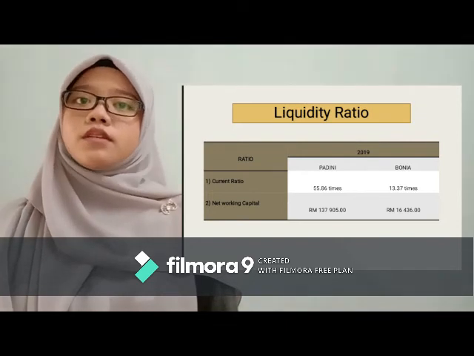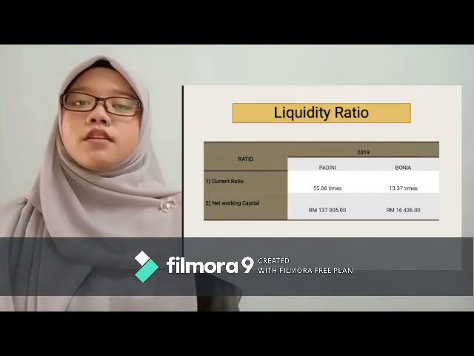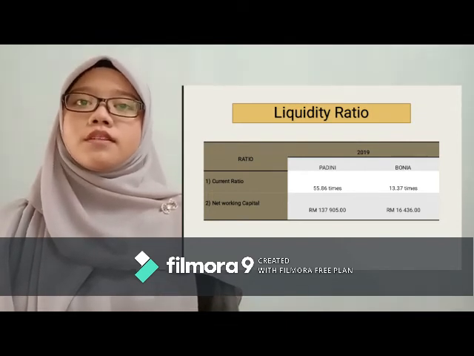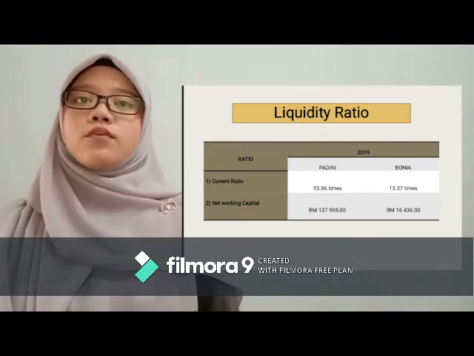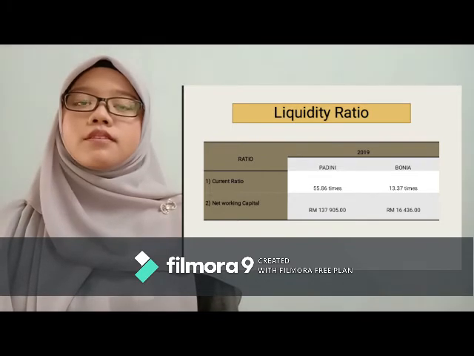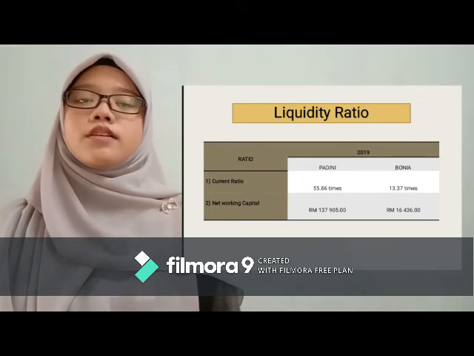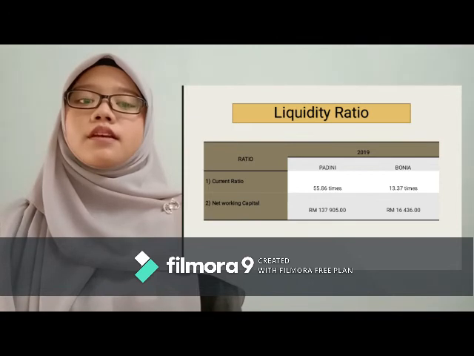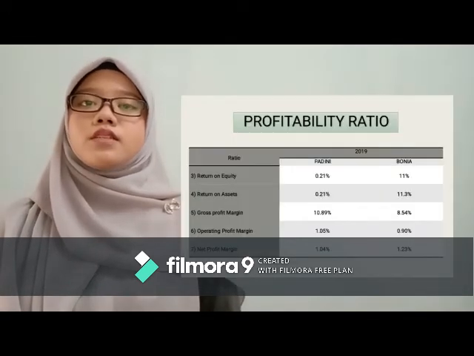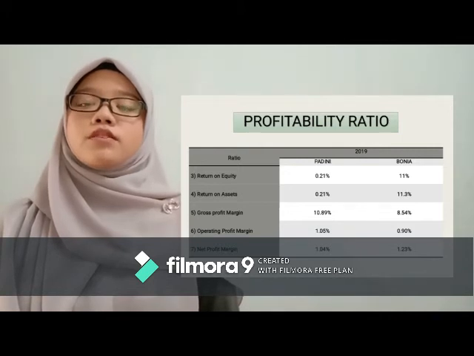The next is the net working capital. The net working capital for Padini is 137.9 and 500,000 ringgit Malaysia, higher than Bonia, which is 16,100,436. The second is the profitability ratio, which has five.